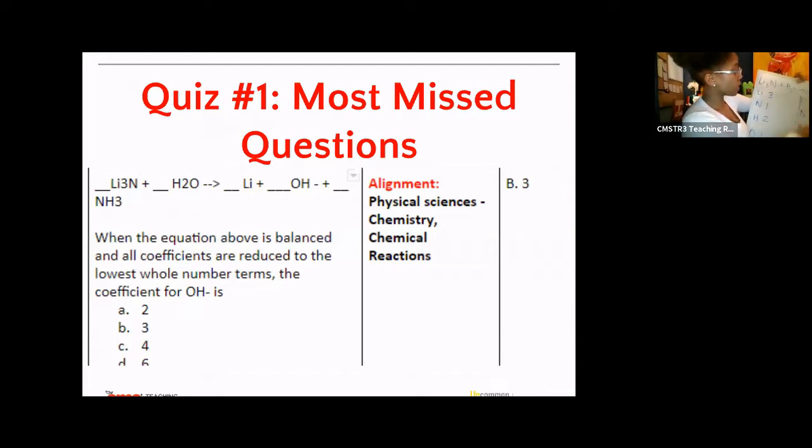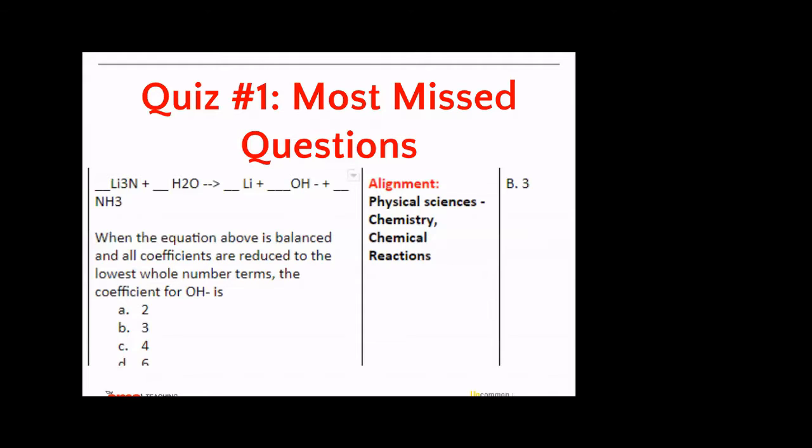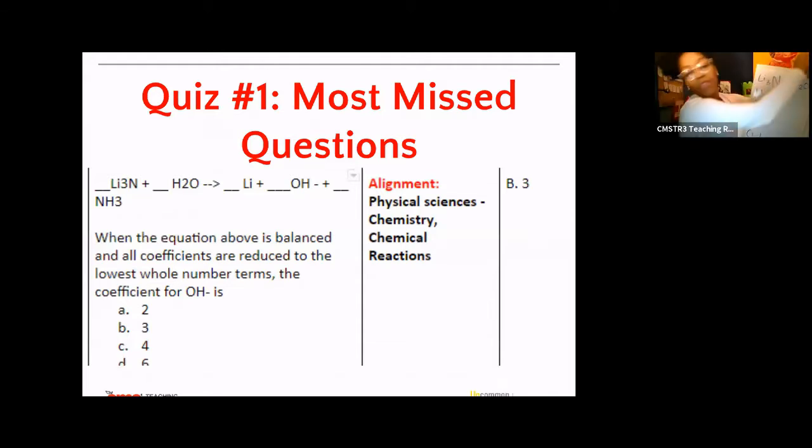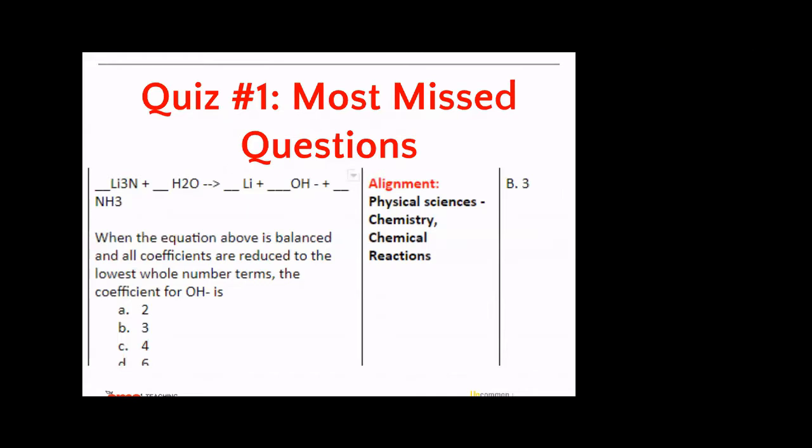So to balance this out, one rule for balancing that will always help you: if you have an element that's split up, like we have hydrogen in 2 different places on the right side, never start with the one that's split. Always start with the one that's already together. So I'm gonna start with the lithium. I have 3 on the left side, 1 on the right. So what coefficient can I put in front of that lithium to make it a 3? 3.